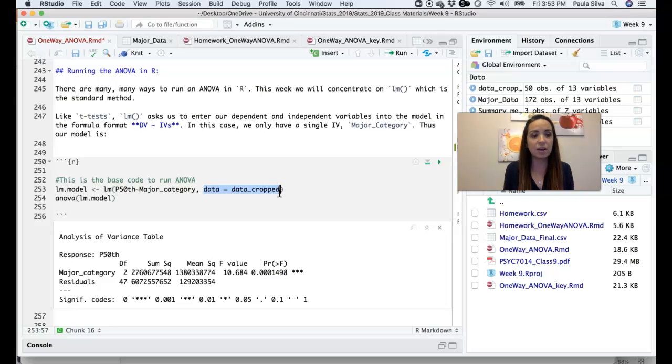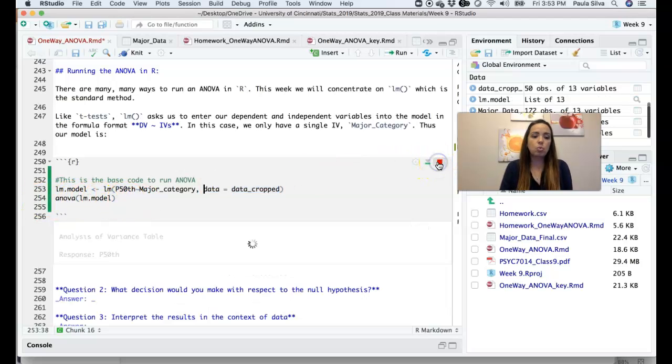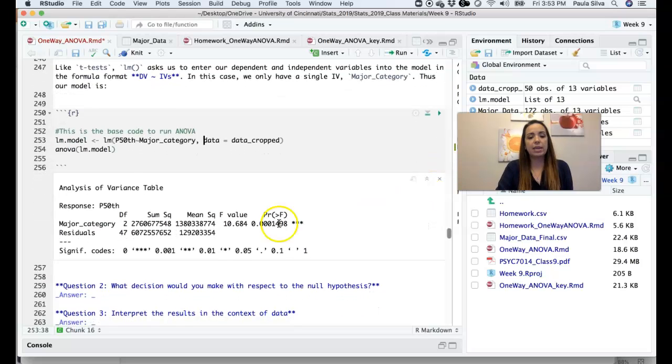When you're running independent ANOVAs, simple ANOVAs, I mean, to print the output there is just one more step. So here, what we're doing, we're basically getting the model, and here we're asking R to print the output.